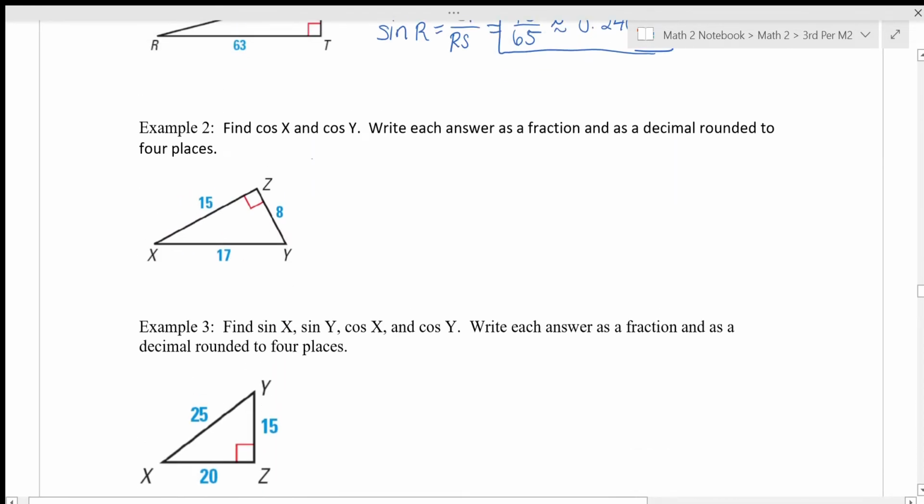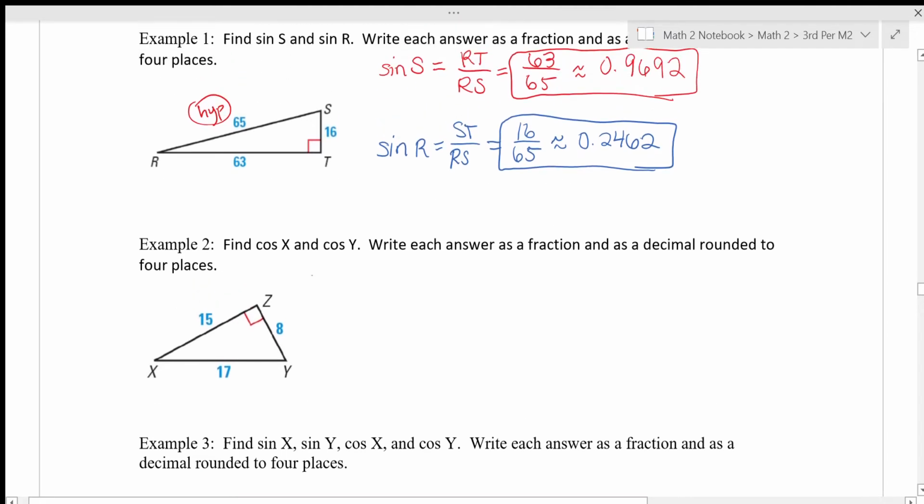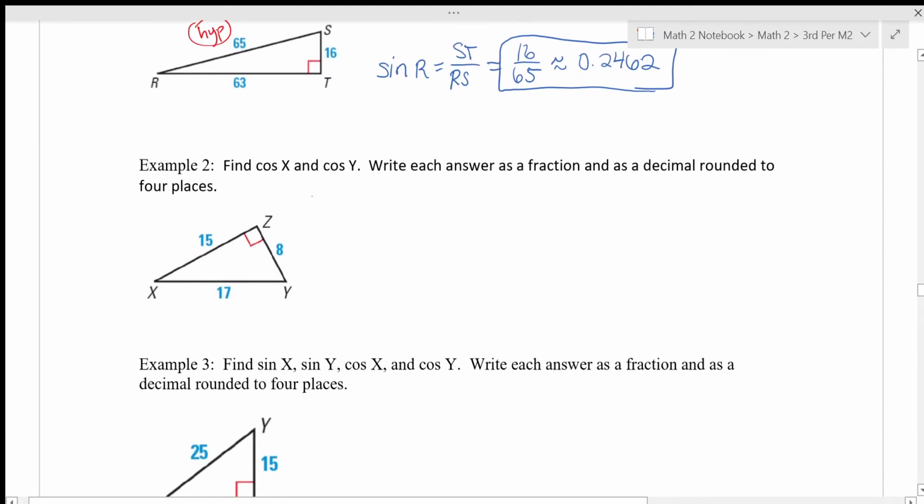All right, example 2. So that was sine, opposite over hypotenuse. Example 2, we're going to find the cosines of these angles. Cosine is adjacent over hypotenuse. So we're going to first find the cosine of X. So we need to look at our triangle and figure out what side is adjacent to angle X here. First off, which side is our hypotenuse here? Always opposite the right angle, so side XY is our hypotenuse. So we know that that will be on the bottom of our fraction. We're going to have adjacent over hypotenuse.